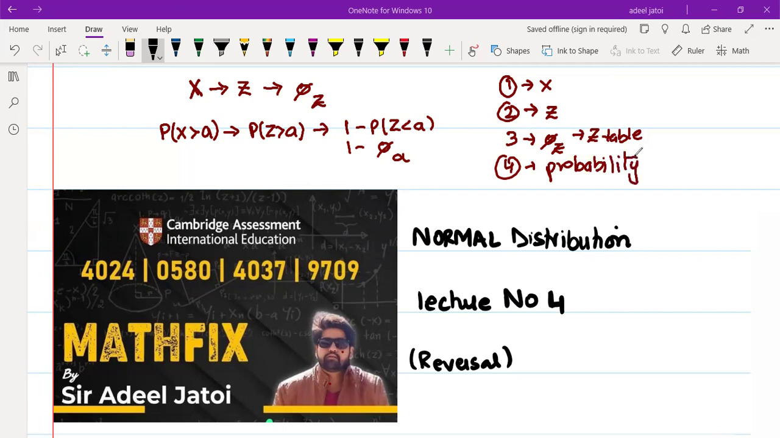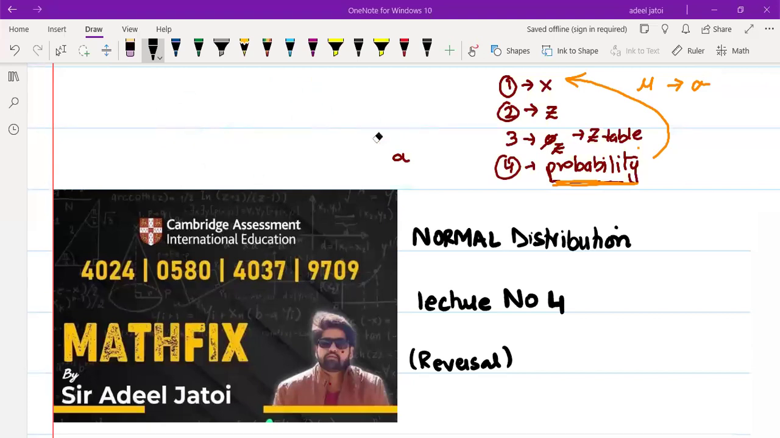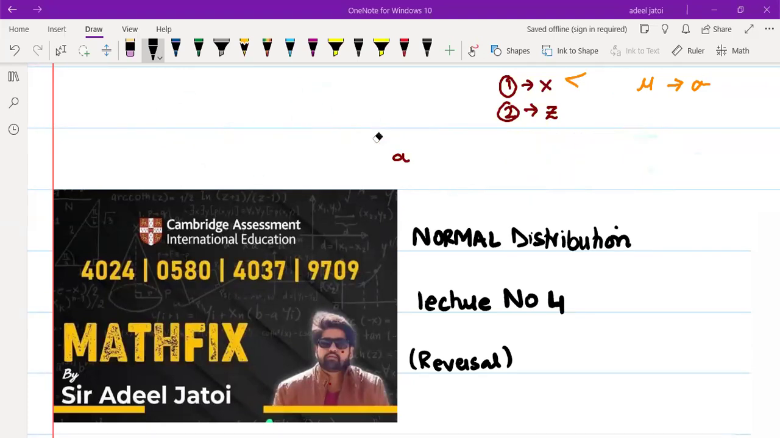But now the process is reversed. Now the probability might be given to you. There might be a possibility that the question might ask you the value of X. The question can ask you the value of the mean, or the value of the standard deviation. So this is a reversal working when we do the normal distribution. Now it really needs the concept behind everything, and the concept follows from lecture 1, 2, and 3.